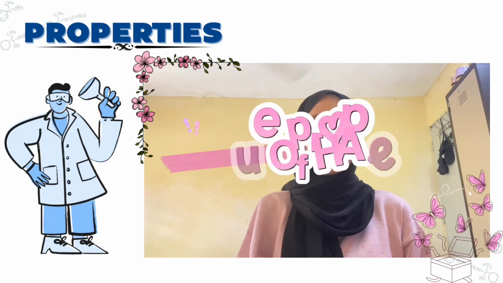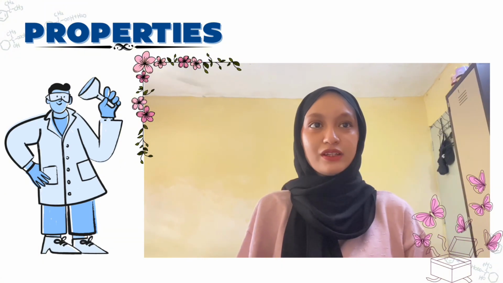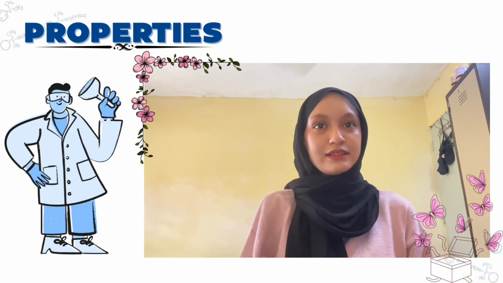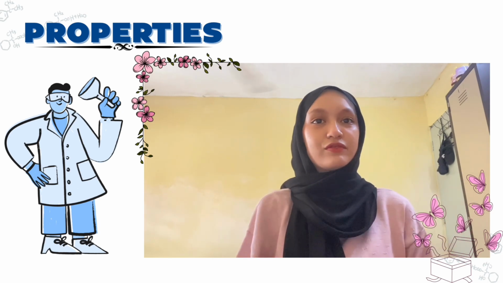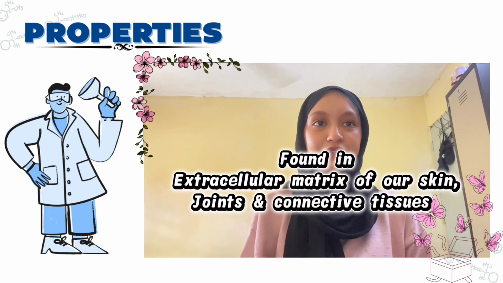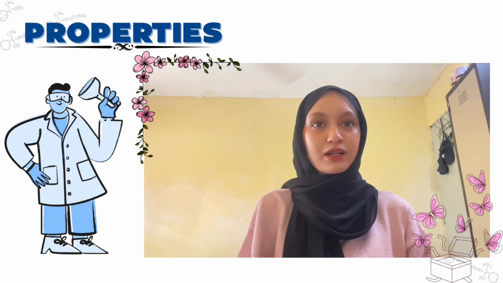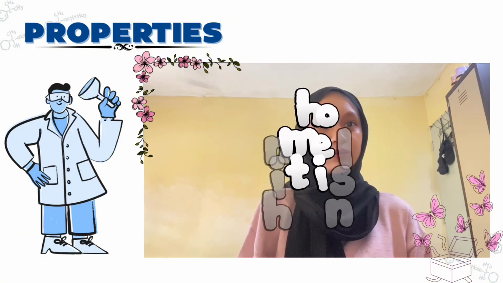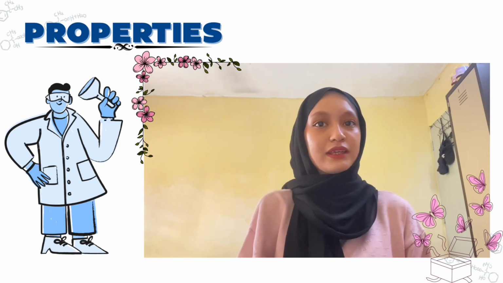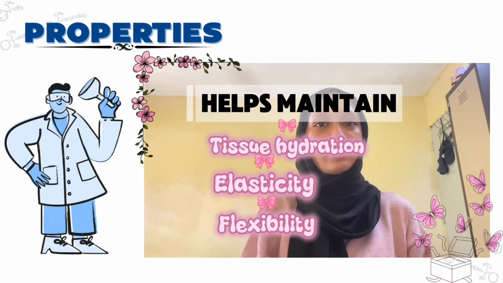Now, let's look at the unique properties of hyaluronic acid that make it so valuable in medicine and skincare. Hyaluronic acid is a naturally occurring glycosaminoglycan, which means it's a long-chain carbohydrate found in the extracellular matrix of our skin, joints, and connective tissues. One of its most remarkable physical properties is its exceptional water-binding ability. Hyaluronic acid can hold up to 1,000 times its own weight in water, making it an excellent natural moisturizer. This helps maintain tissue hydration, elasticity, and flexibility.